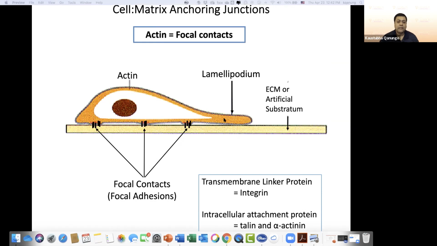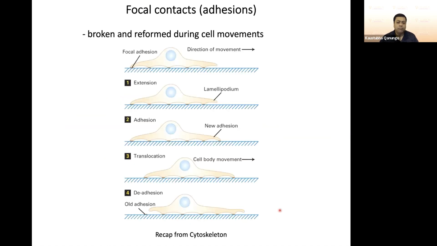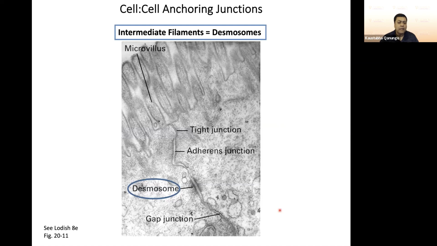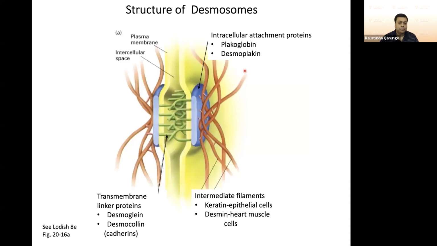And remember that the lamellipodium is right here, the leading edge of the cell where it is moving. Here the focal contacts are being made on this part, whereas the focal contacts are broken at the trailing edge. So these are some of the things. This is the same thing from the previous chapter. Desmosomes a little bit. So again, remember that the intracellular attachment proteins are often called the plaque proteins or cytoplasmic plaques. All of these are the same name. So these are the attachment proteins.